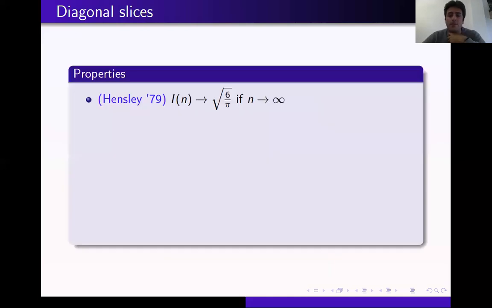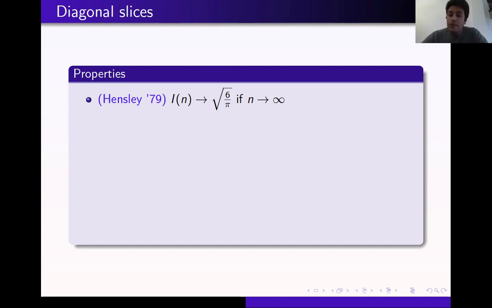Now let me recall some of the many properties that are well known on this sequence. The first one, I'm writing Hensley, but this is attributed already to several mathematicians, one of them is Selberg. The first property is that this sequence has a limit when n tends to infinity, and it converges to square root 6 over pi. Of course, this value is between 1 and square root 2. I think this was already surprising to Hensley, the fact that this is converging.